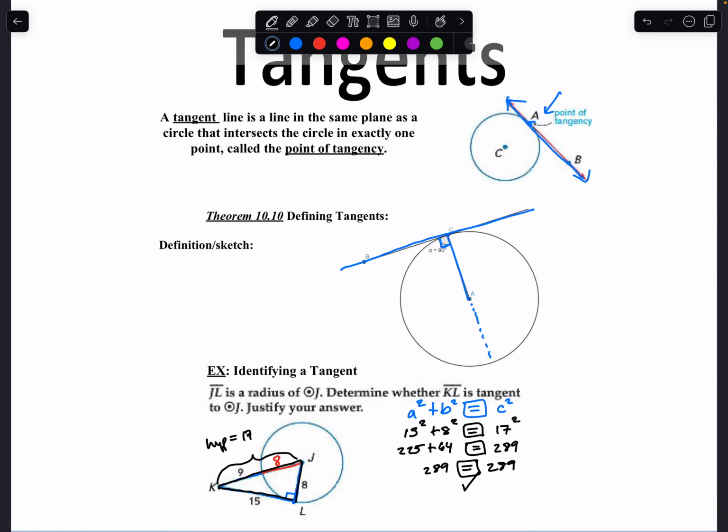Since these dimensions, 8, 15, and 17, actually work for the Pythagorean theorem, we know that we're dealing with a right triangle. Therefore, we know that this line, KL, intersects at 90 degrees. Therefore, it is tangent. Line KL is tangent. Had this equation not worked for us, it would not have formed a 90-degree angle. It would have formed something completely different.